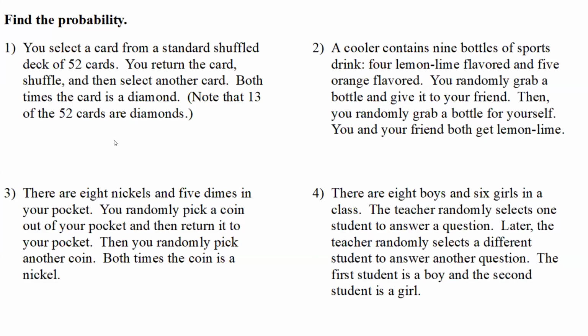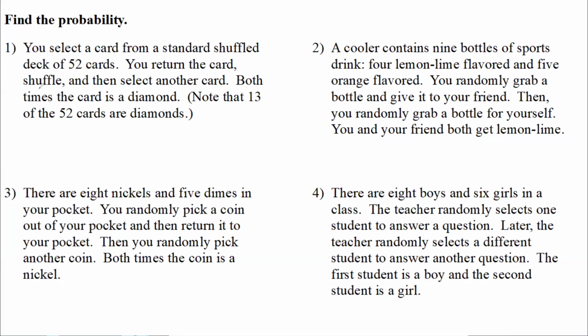All right, you select a card from a standard deck of 52 cards, and then you shuffle. You return the card, and then select another one. Both times the card is a diamond. So the probability of getting a diamond is 13 out of 52. Okay, and then another diamond, since we're replacing the card, is then 13 out of 52.